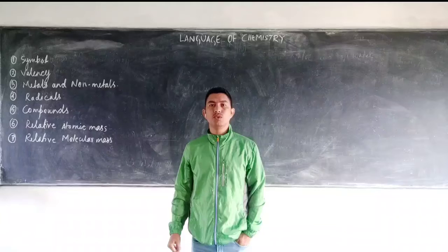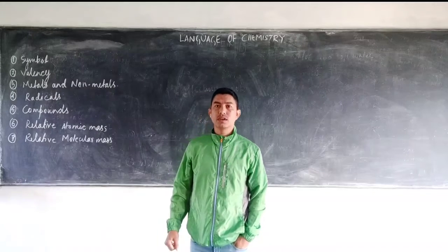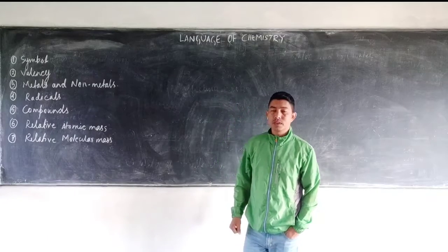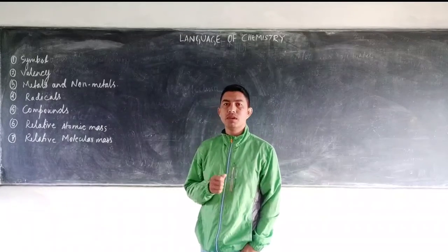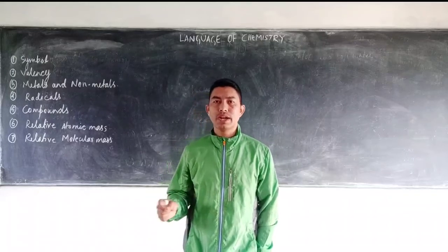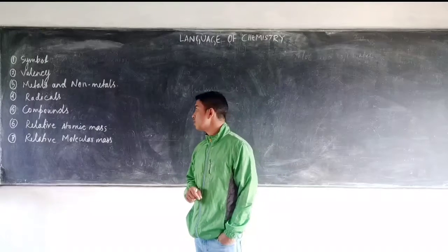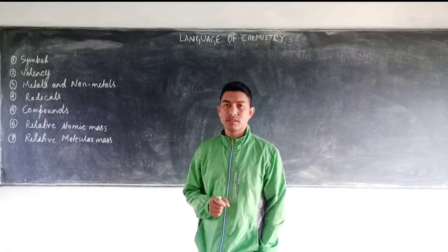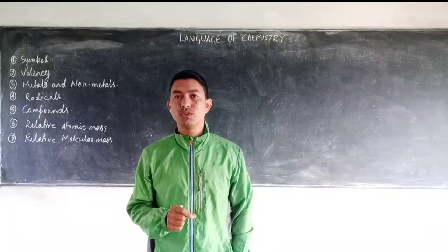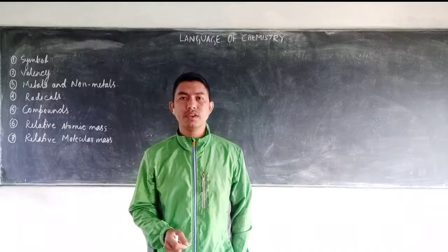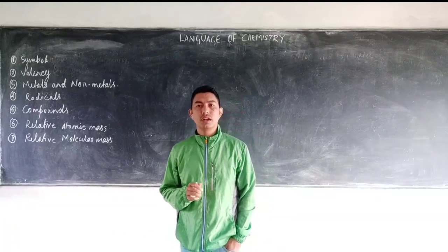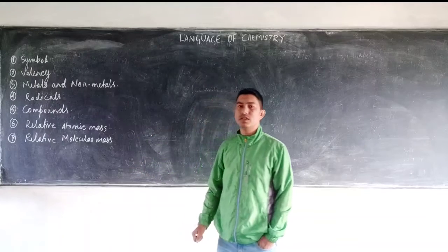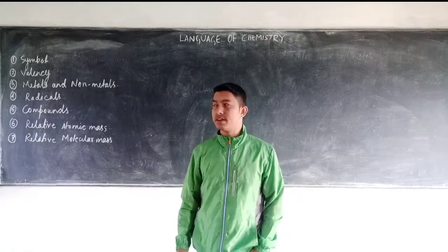So today in this video, we'll be discussing the first chapter of your chemistry textbook, that is the language of chemistry. This chapter deals with the naming of the elements, the compounds, the radicals, the valencies, and also we'll be discussing the relative atomic mass and the relative molecular mass. Whenever you go through the chapters of chemistry or physics, please always refer to the latest reduced syllabus. These are the things mentioned in the reduced syllabus of your class 9.